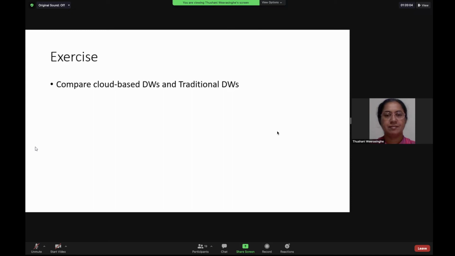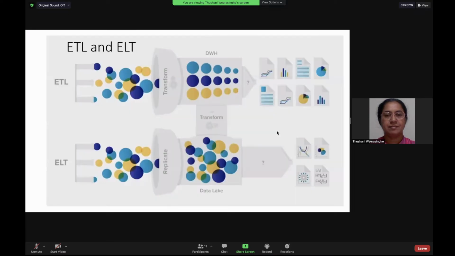Now you can compare the cloud-based data warehouses with traditional data warehouses and see. This is an exercise for you, so you can read further about this and learn about Redshift and Google's data warehouse, and find more information about their features.